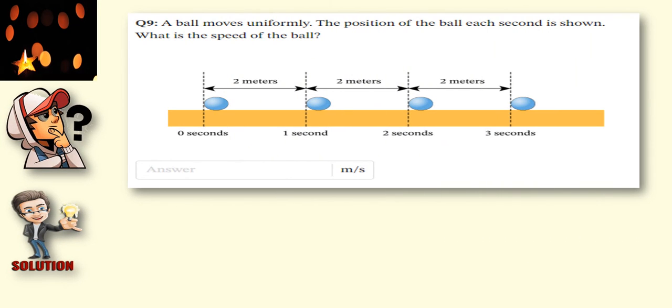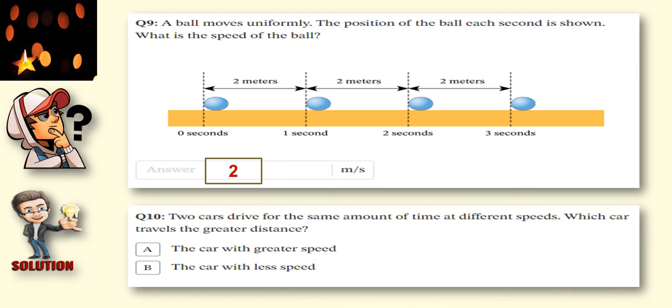Another question, question number 9. A ball moves uniformly. It means that it moves equal distances in equal periods of time. The position of the ball each second is shown. What is the speed of the ball? If we take any one of them, we have 2 over 1, then 4 over 2, and the last one 6 over 3. All of them give the speed, since speed equals distance over time. At any position, with uniform or regular speed, we have the same speed: 2 meters per second for all positions of the ball.